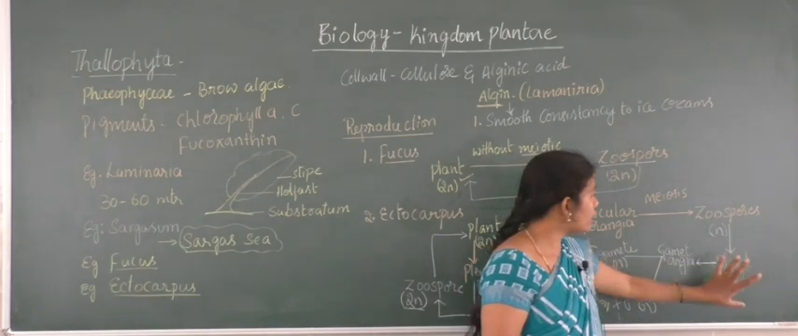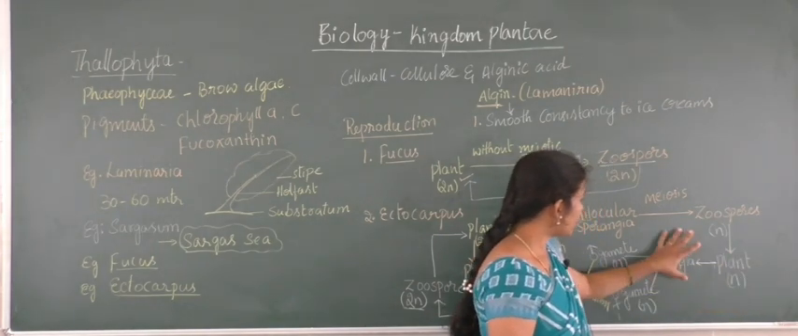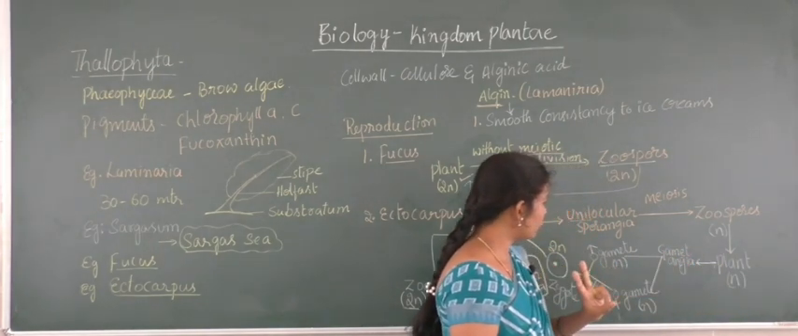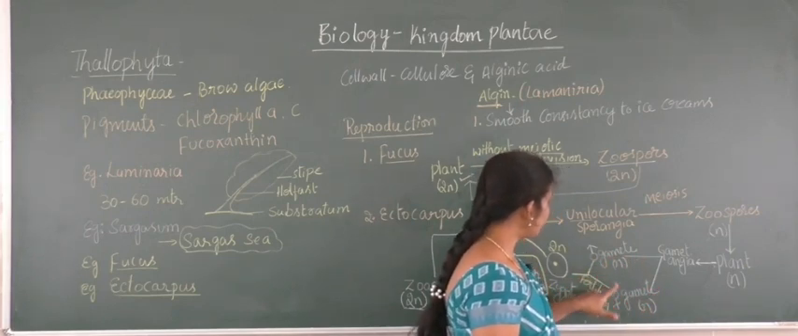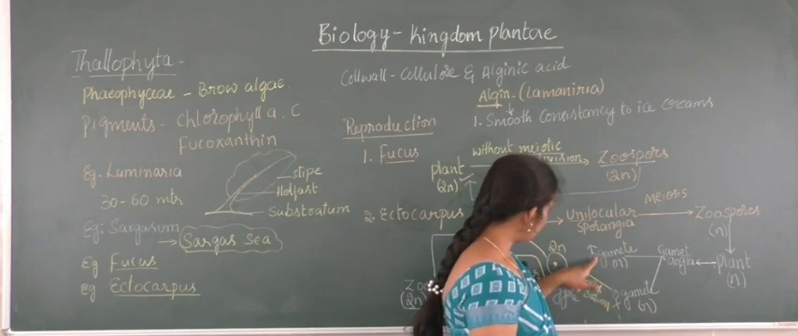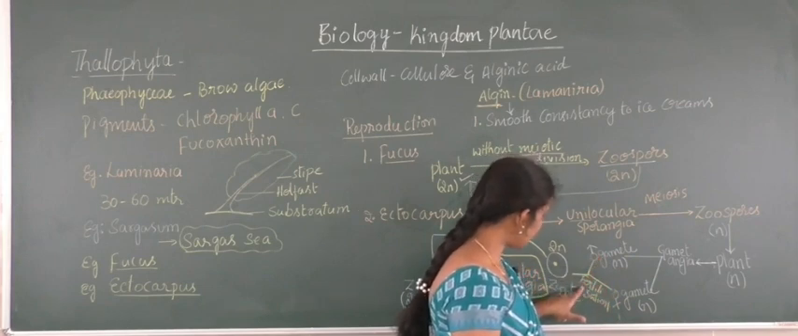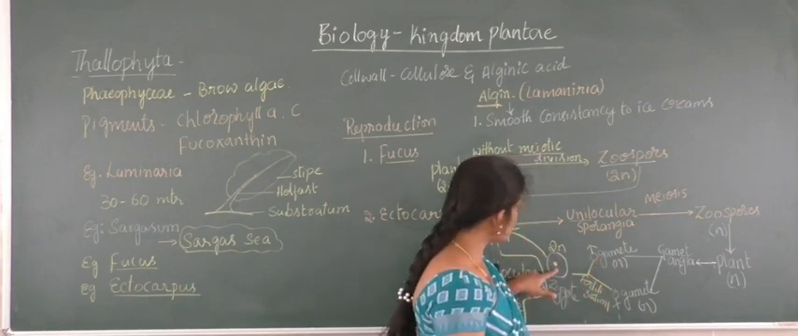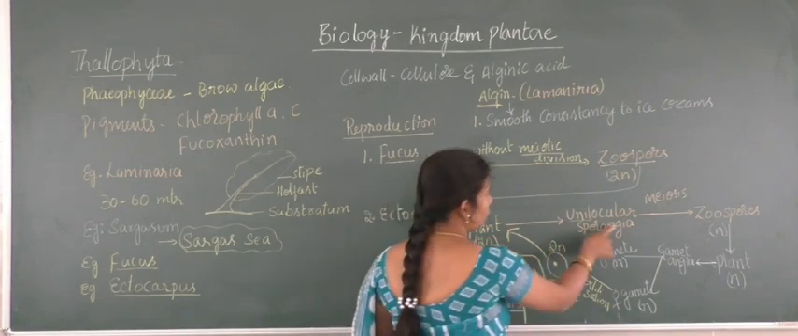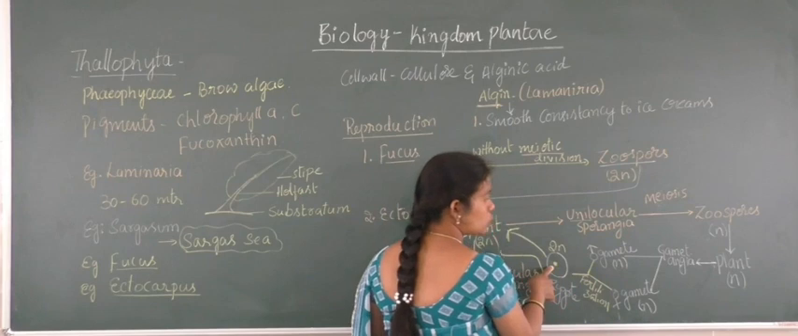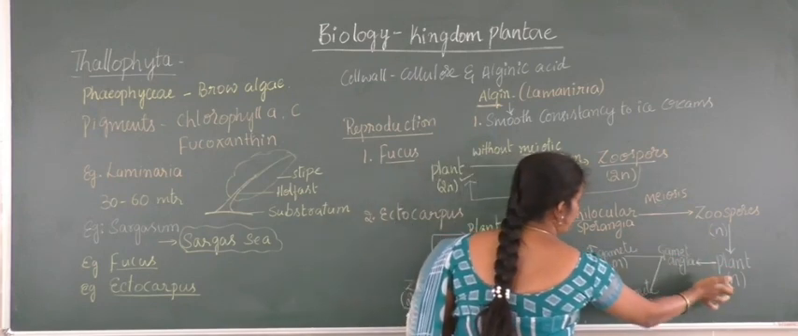For a little time it is n, and this will develop gametangia. That gametangia will be of two types, male gametangia and female gametangia, to produce male and female gametes, and by later fusion, fertilization, they develop into a zygote, and that zygote again will be 2n. Here it is 2n, here it is 2n, and here also it is 2n, and n, n, n.